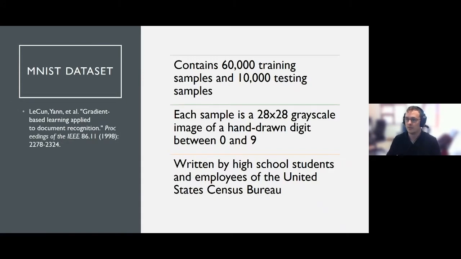The data set that we're going to use is called the MNIST dataset that was published as part of this paper in 1998. It contains 60,000 training samples and 10,000 testing samples, where each sample is a 28 by 28 grayscale image of a hand-drawn digit between 0 and 9. These are all written by high school students and employees of the United States Census Bureau.